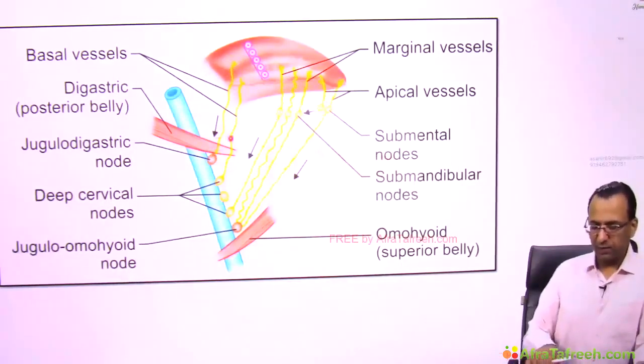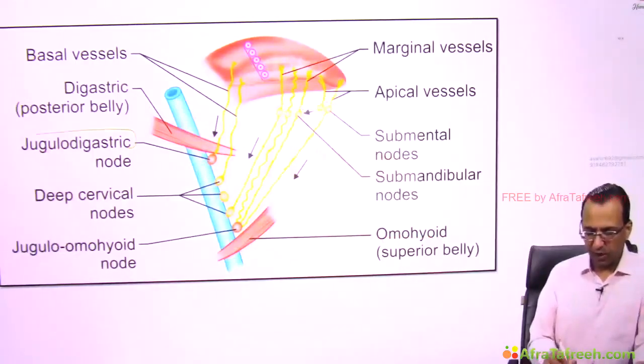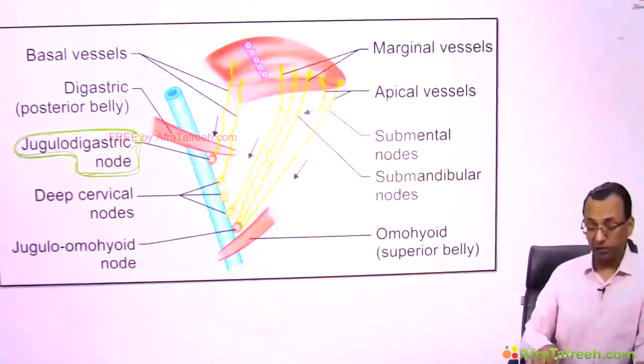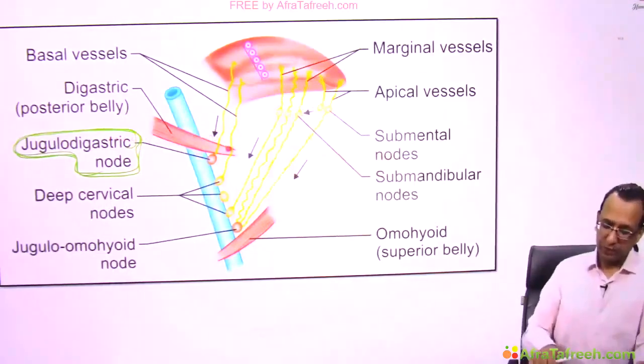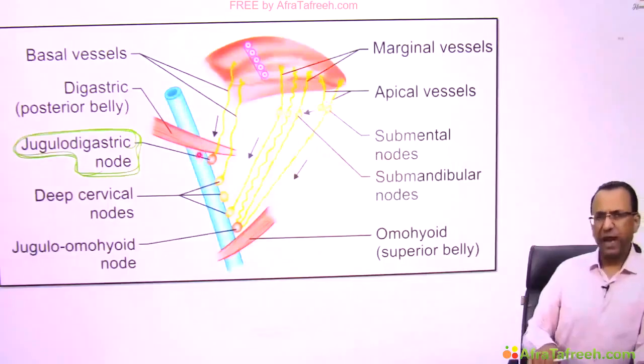And upper deep cervical, what is the name? Upper deep cervical, there is one lymph node of tonsil, and that lymph node of tonsil was called jugulo-digastric. And why will you call it jugulo-digastric? Because it is related to internal jugular vein and the posterior belly of digastric. So that's why jugulo-digastric lymph node.